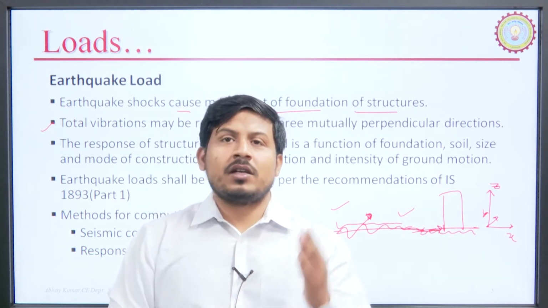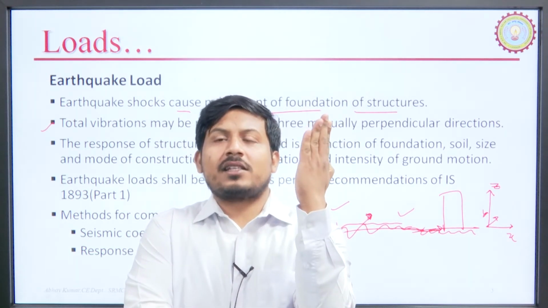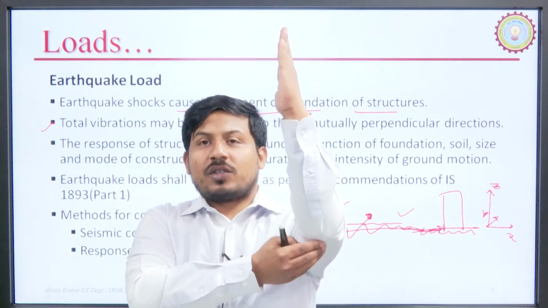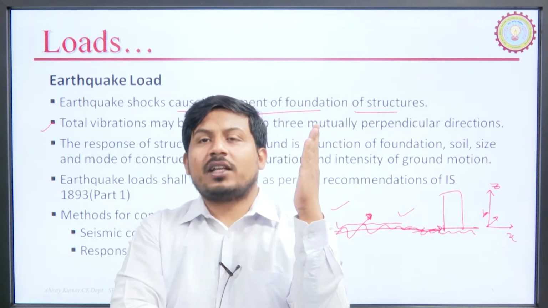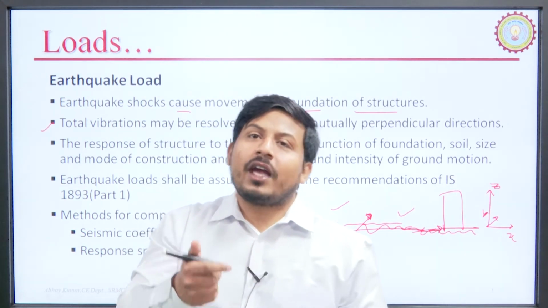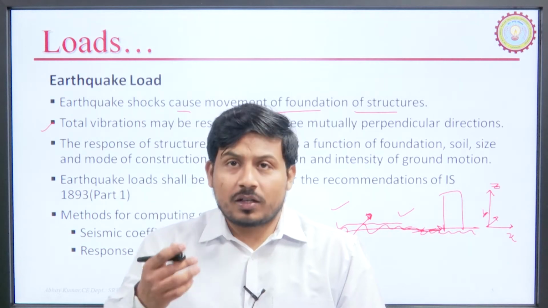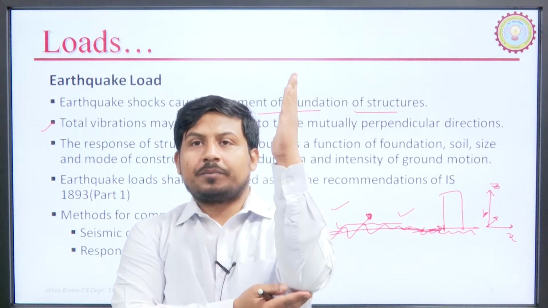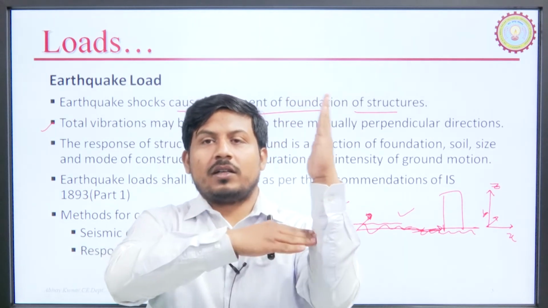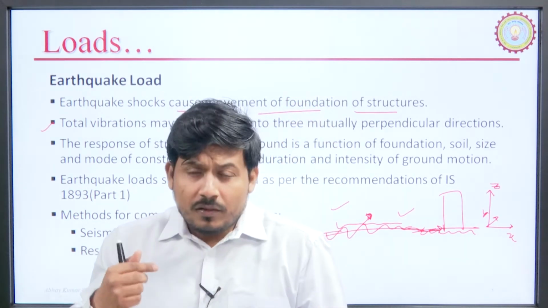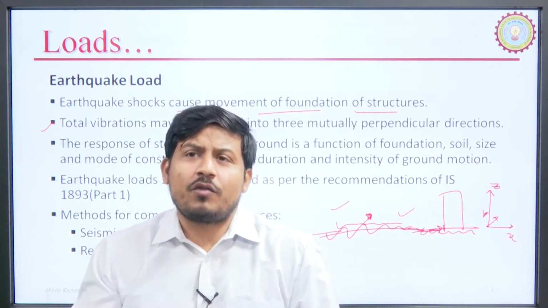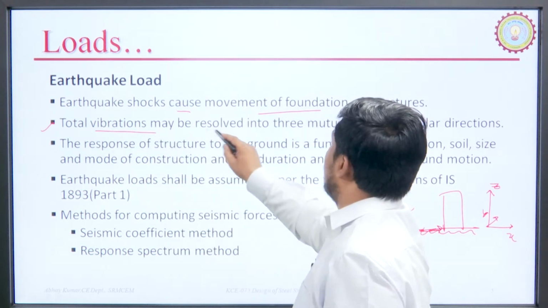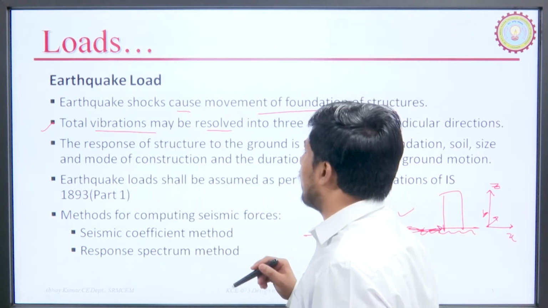Why do we do that? Because the z component, if it is in the upward direction, is reducing the weight of the structure, and if it is in the downward direction, it is increasing the weight of the structure. We have already designed our structure for the dead load and for the downward load, but we generally do not go for the horizontal kind of loading. So, the more impact will be because of the x component and the y component. Therefore, it is advised to resolve the total force into 3 mutually perpendicular directions.